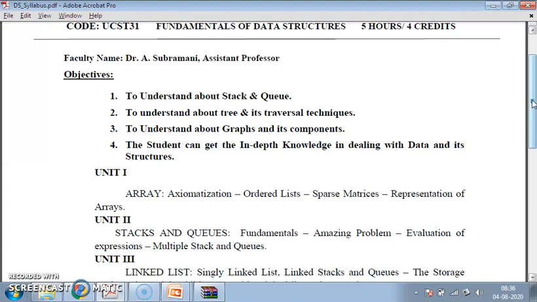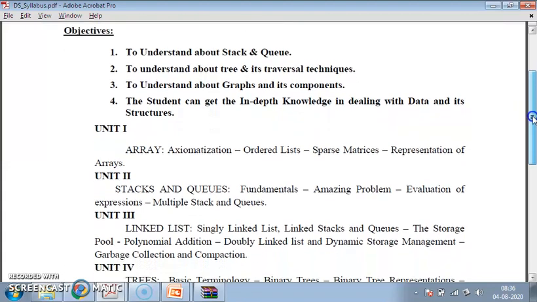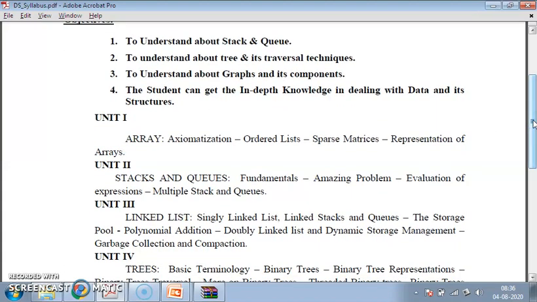Second unit, we discuss stacks and queues. Stack fundamentals, queue fundamentals. So how to use the stack and the queue, and some basic problems to solve using stacks and queues. So this is the second unit.